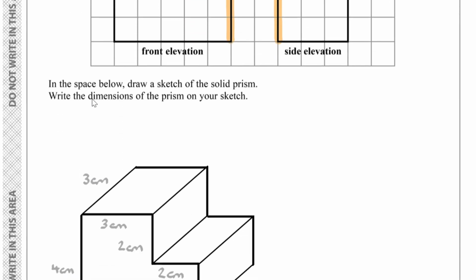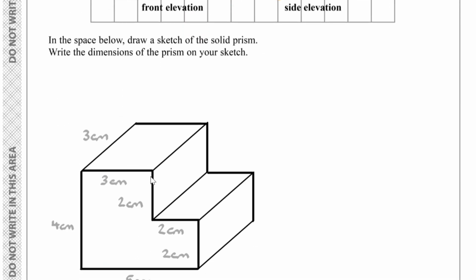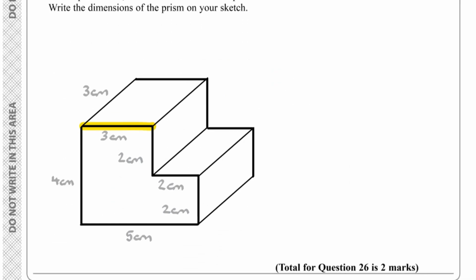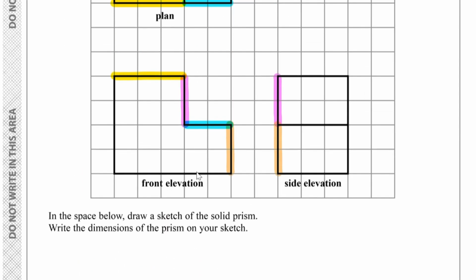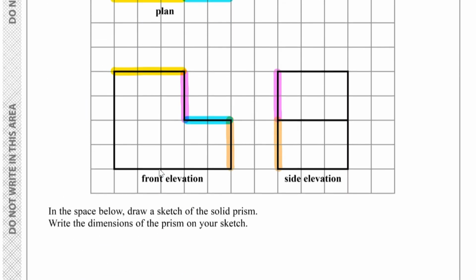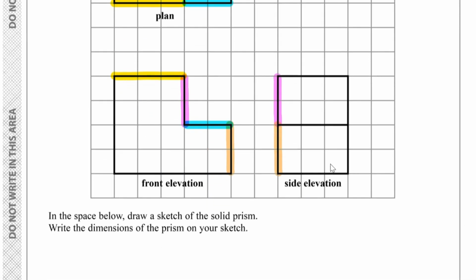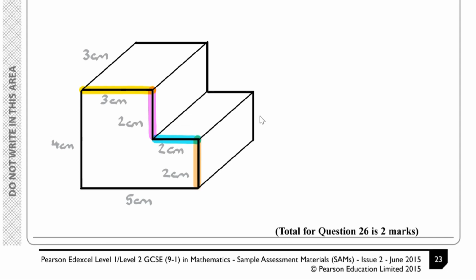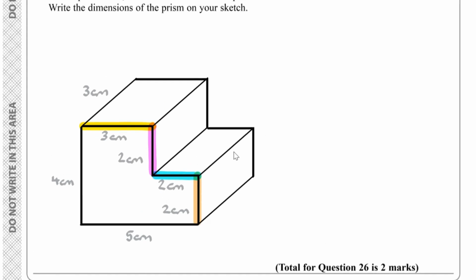So if we were to match up those points, we've got this and this which match up, and then we've got this and this which matched up, and then we had this and this which matched up, and also this and this which matched up. So here is the sketch of the prism.